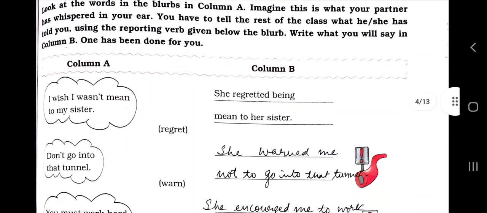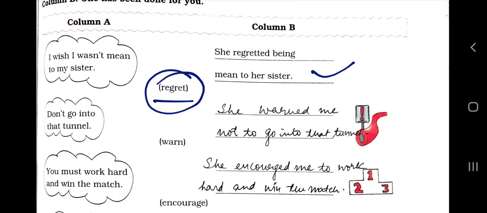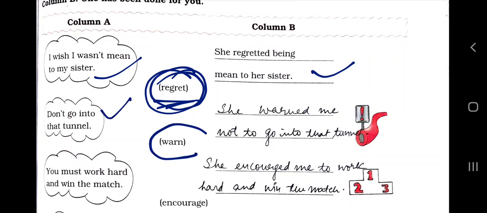Now, this is direct speech and indirect speech. I wish I wasn't mean to my sister. She regretted being mean to her. While reporting this, this word has to be used. So she regretted being mean to her sister. Don't go into the tunnel. Now this is a warning. So see here, warn has to be used. So she warned me not to go into the tunnel.